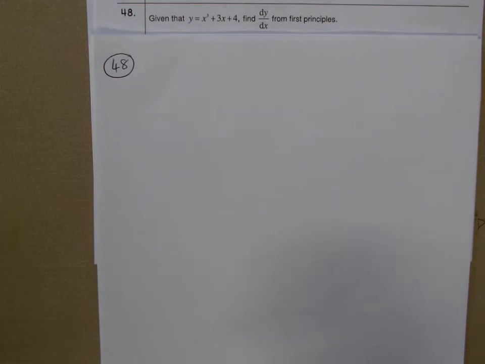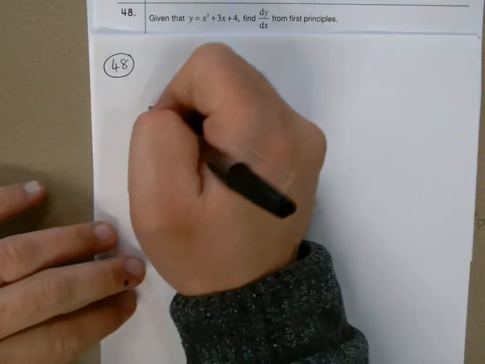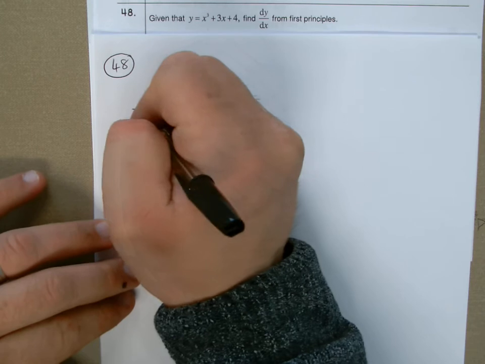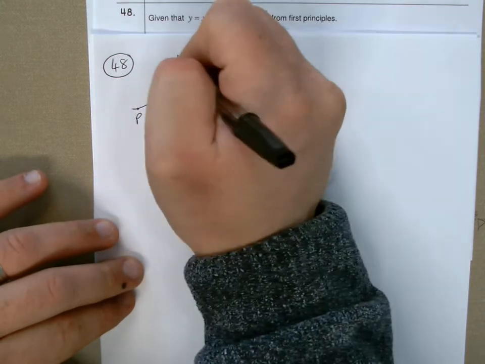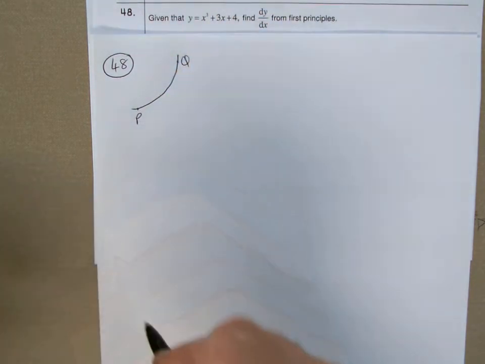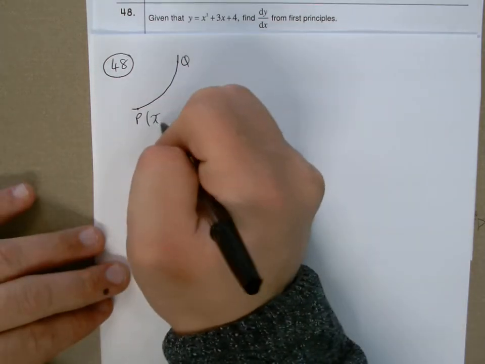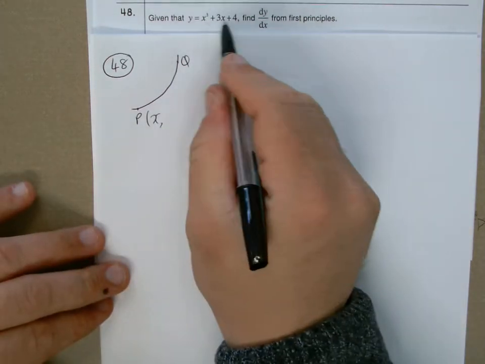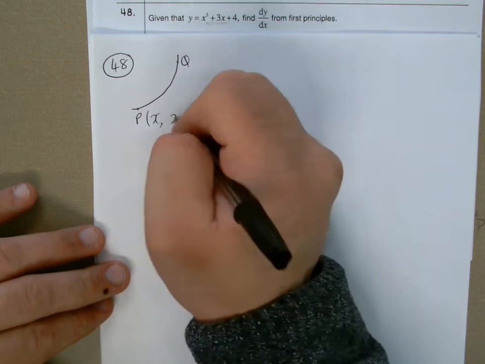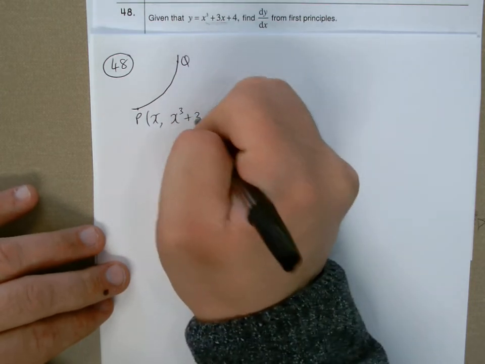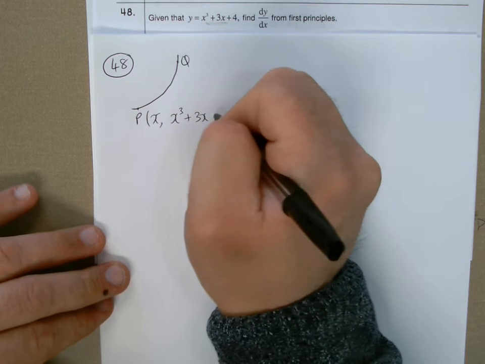Okay, given that y equals x cubed plus 3x plus 4, find dy/dx from first principles. So what I'm going to do is choose 2 points on the curve. A general point P, which would be my general x value. x can be anything. And of course then, to work out y, it's just based on the curve there. So y would be whatever x cubed plus 3x plus 4 is.